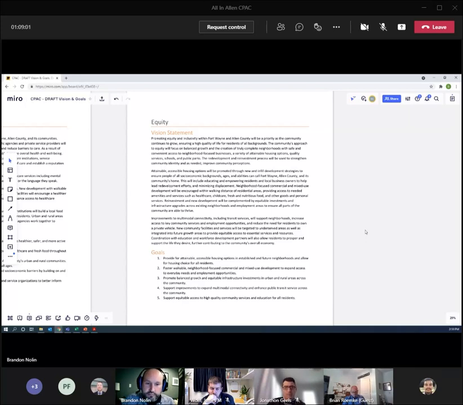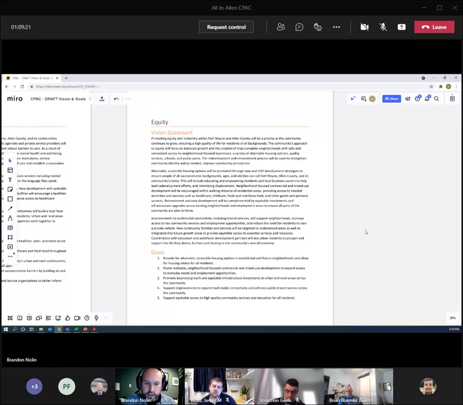So really, at the end of the day, that complete neighborhood or 15-minute neighborhood concept encapsulated what was being discussed. So the goals related to equity, one was providing attainable, accessible housing options in established and future neighborhoods to allow for housing choice for all residents.